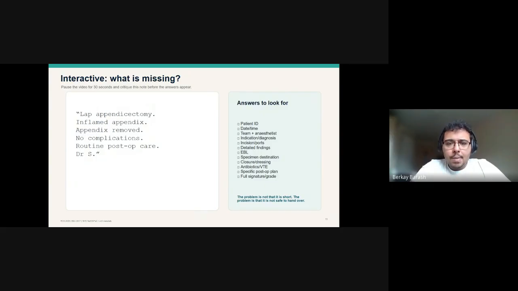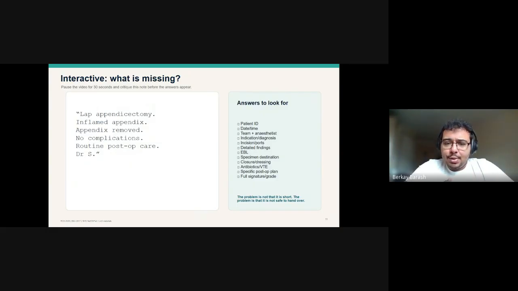I will continue now. So we are looking for the patient identifier. There isn't any. There wasn't any date or time. There wasn't any team or anesthetic members' names there. There wasn't any indication of diagnosis. There was just the surgical procedure. It is too short as well, especially saying that it's laparoscopic. You don't want to be vague here.